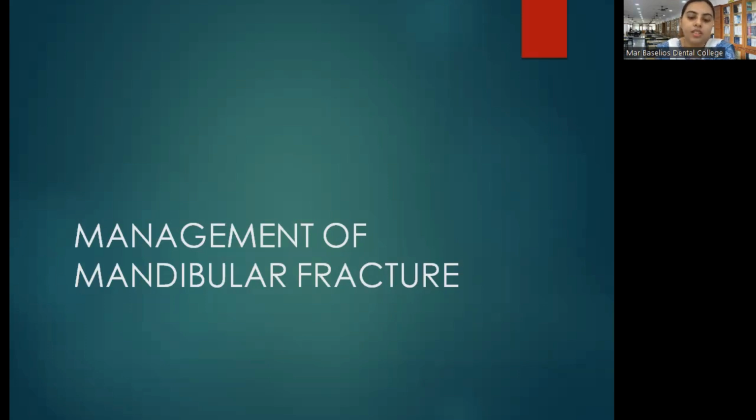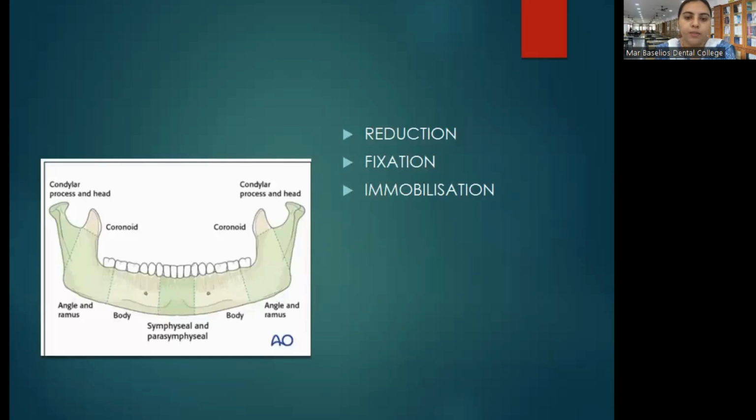Today we are going to discuss the topic of mandibular fracture management. As you all know, the basic principles of fracture management are reduction, fixation, and immobilization. To familiarize with the parts of a mandible, you can see the condyle, condylar head, neck, coronoid process, angle and ramus, body, parasymphysis and symphysis region.